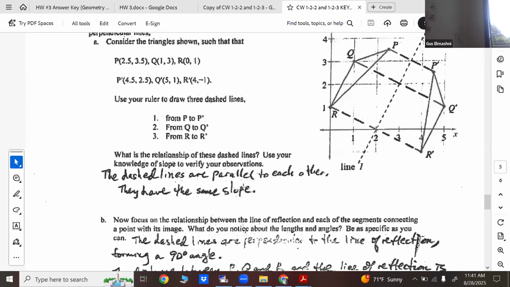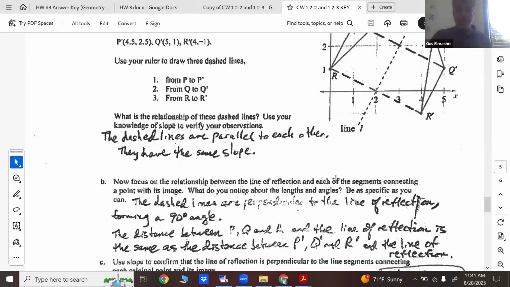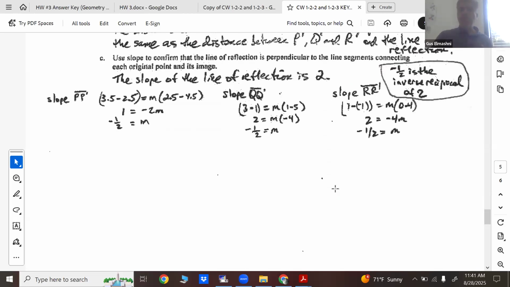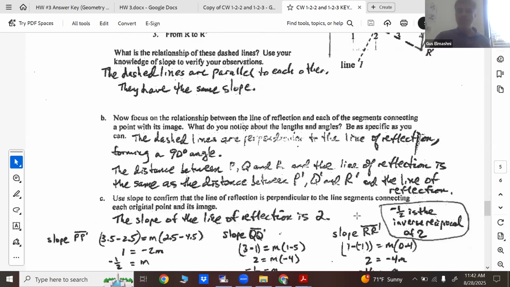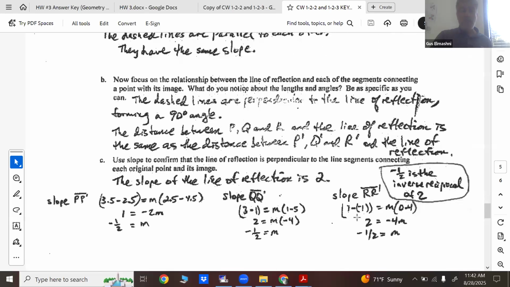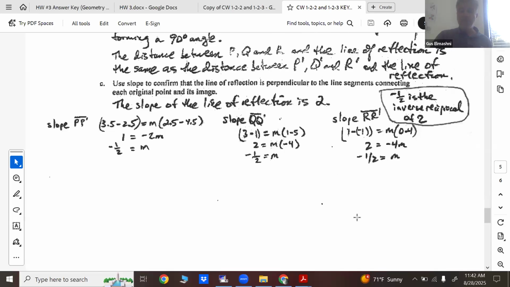Now the other ones are P to P prime, Q to Q prime, R to R prime. Like that's 0, 1, and 4, -1. That's 1, 3 and 5, 1. That's 2.5, 2.5 and 4.5, 2.5. I'm not sure if anyone calculated those slopes, but that's okay if you didn't. If you actually go through the process of calculating the slopes of P to P prime, Q to Q prime, R to R prime, each of those slopes will be -1/2. Rise over run.